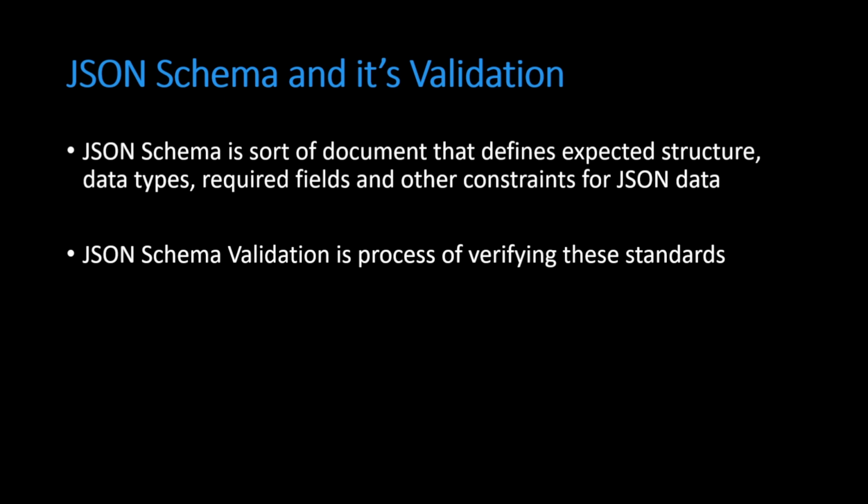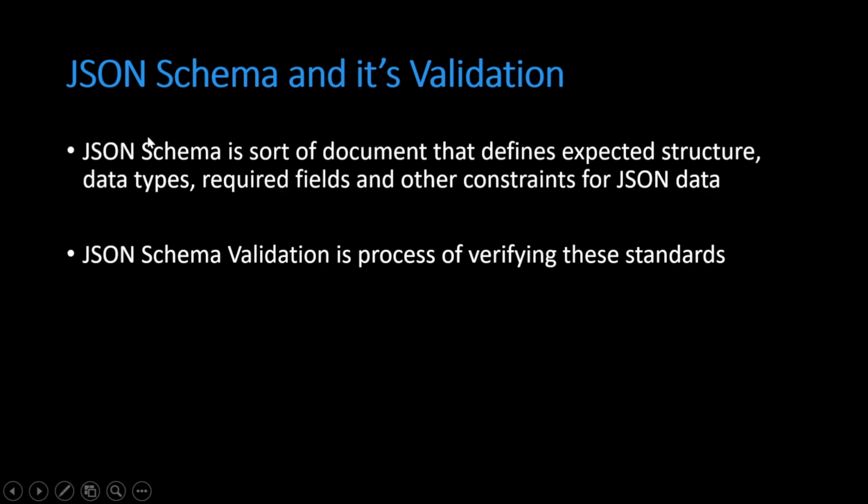So JSON schema is a sort of document that defines the expected structure, data types, required fields, and other constraints for JSON data. In our case, the JSON is the response. So we are going to validate the expected structure, the data type of each field, what are the required fields, and whatever constraints apply to that particular JSON response.